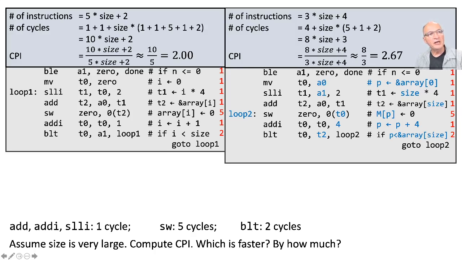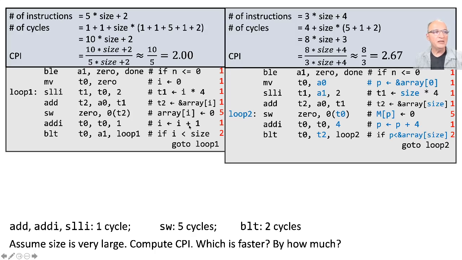So the CPI here will be 8 divided by 3 when size is very large. Notice that what happens outside of the loop doesn't matter when size is very large, when I have a very large array. And the CPI here is 2.67. So notice that the CPI, the number of clocks per instruction in this version of the code, is higher than the number of clocks per instruction in this version of the code.